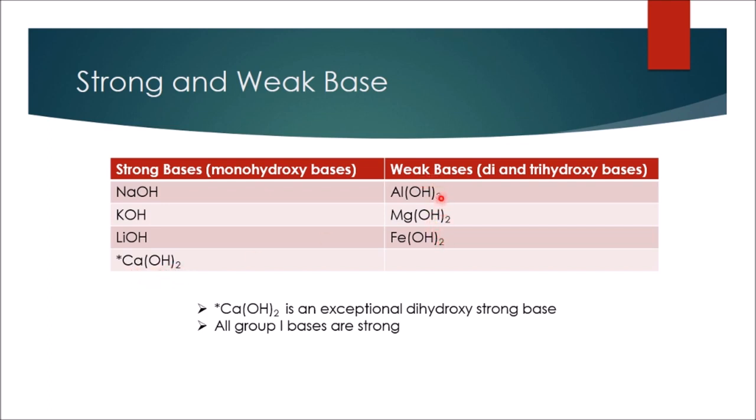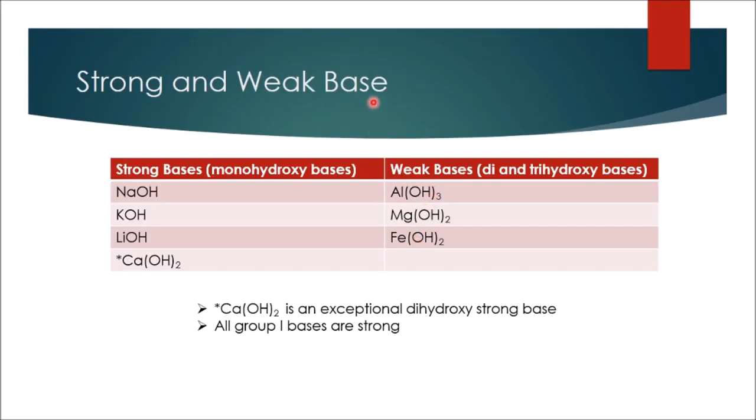And any base that has more than one OH ion, like Al(OH)3, it has 3 OH ions, Mg(OH)2 it has 2 OH ions, Fe(OH)2 it has 2 OH ions. All those bases that have 2 or more OH ions are considered weak bases.